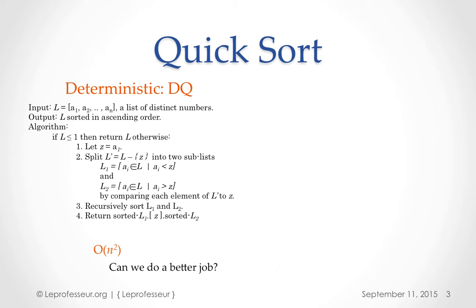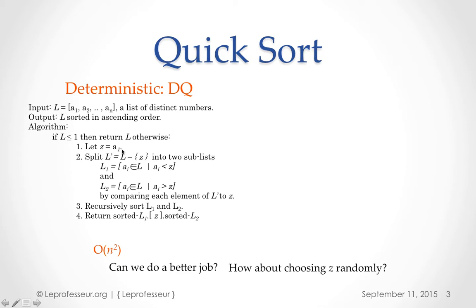Okay. How about we choose z randomly instead of taking a fixed number here, or taking an element from the array from a fixed location? How about we randomly choose that element z? Can we do a better job?